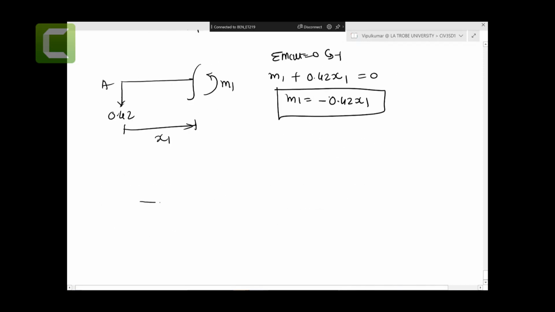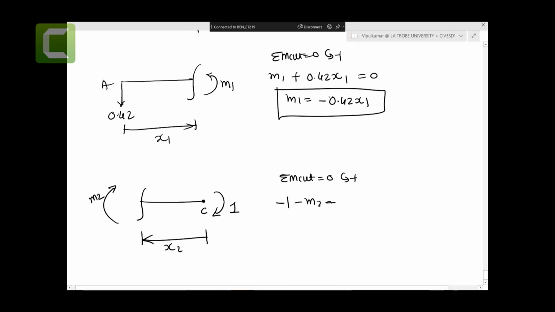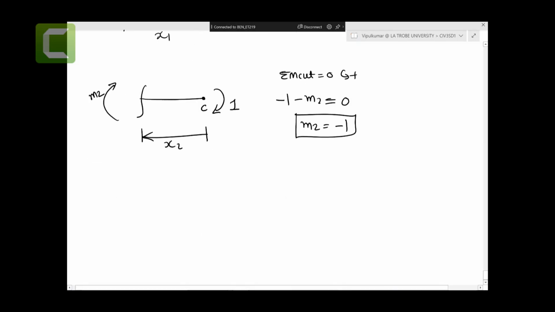Now we're going to follow the second cut. You have point C, you have 1, you have the cut, you have x2, you have m2, right? The sum of the moments at the cut equals 0, so minus 1 minus m2 equals 0, m2 equals minus 1. Right? So far so good.